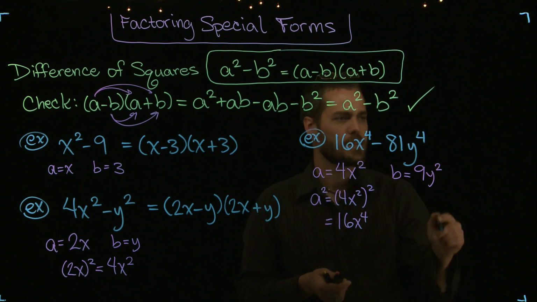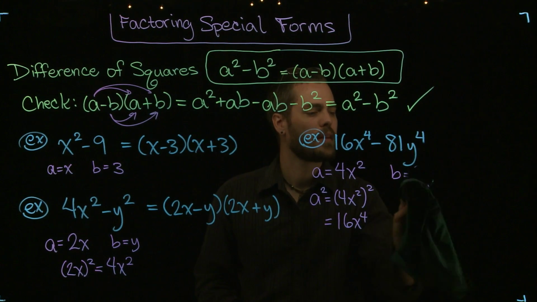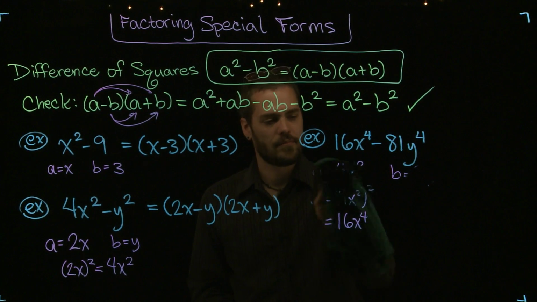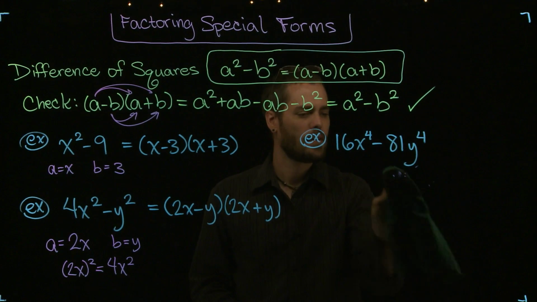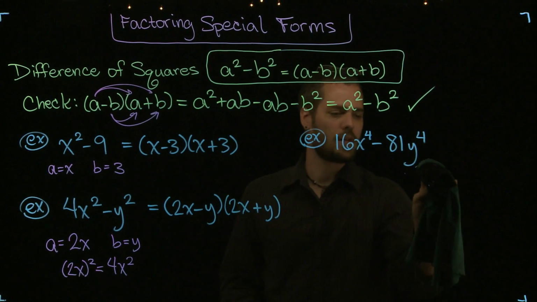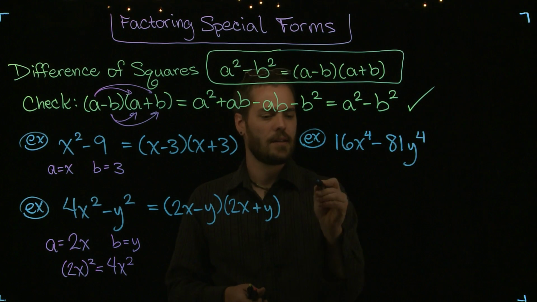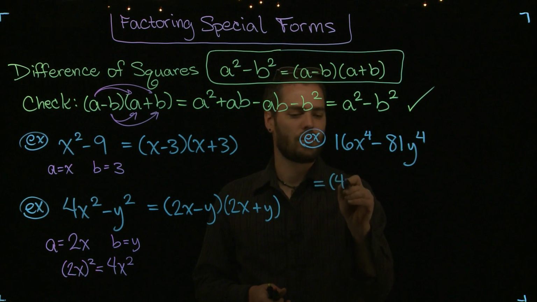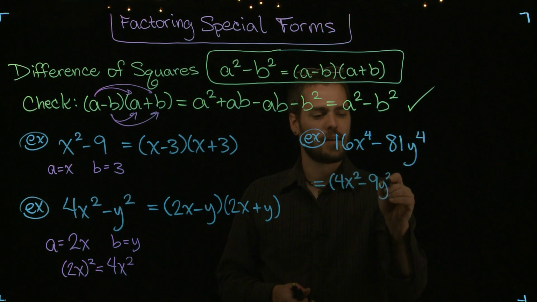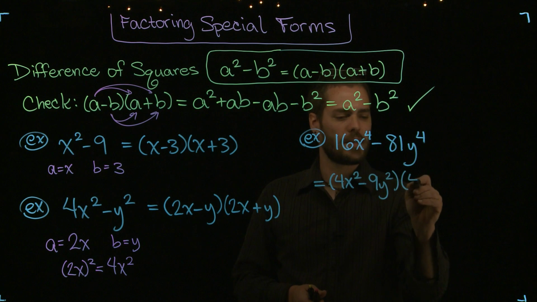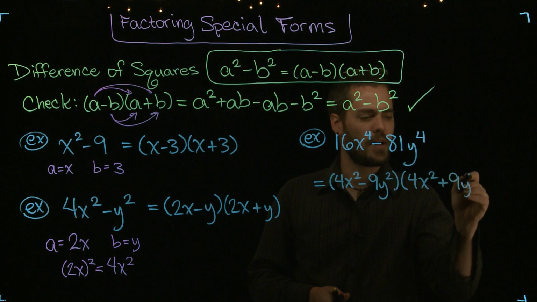So what that means is I can start, I need a little bit more space, so I'm going to erase this. I can start by saying 16x to the fourth minus 81y to the fourth is equal to, parentheses, 4x squared minus 9y squared times 4x squared plus 9y squared.